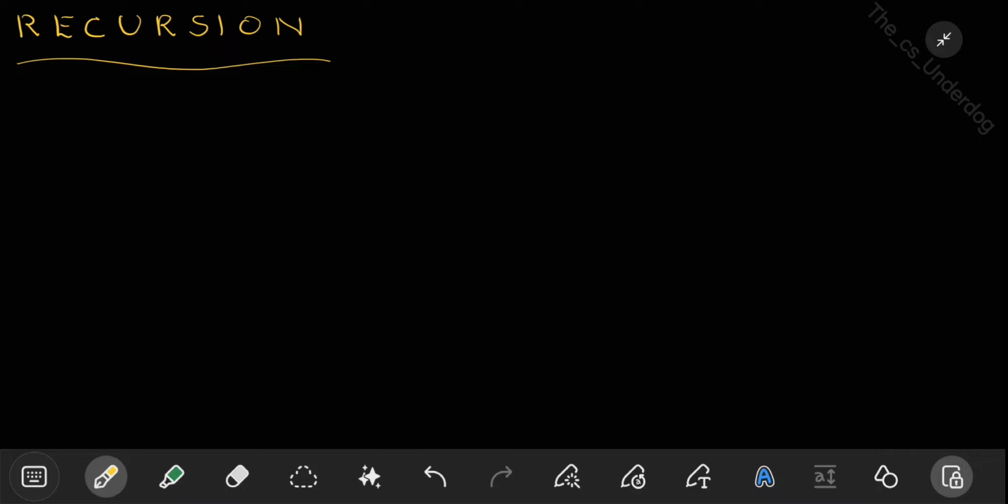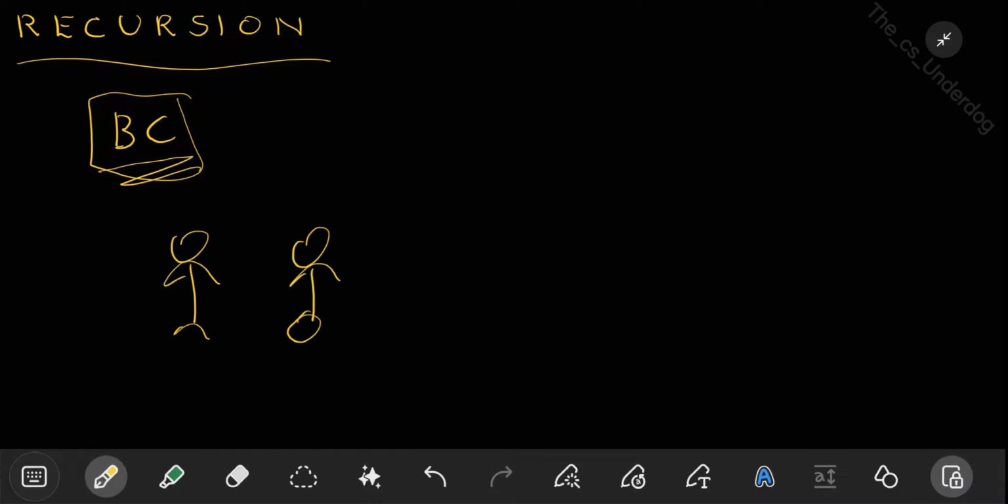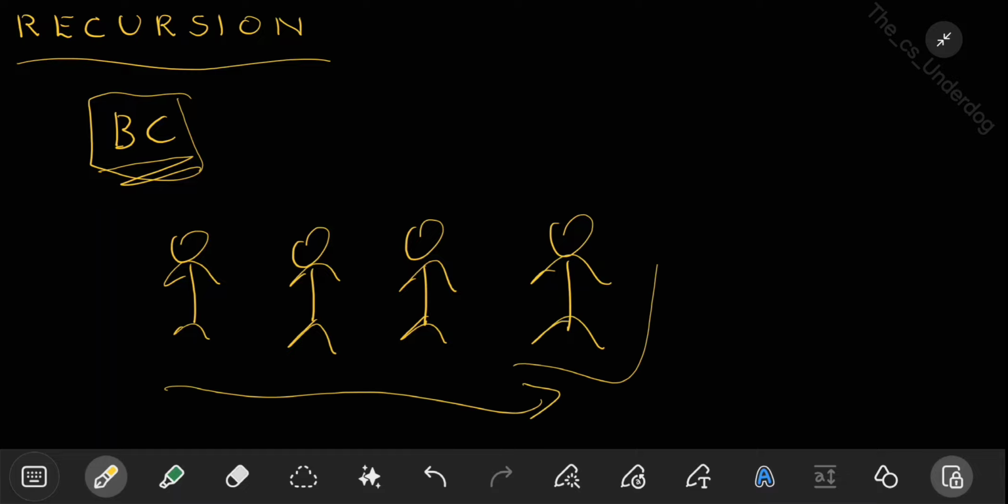First component, the key component, is the base case. What is a base case? This is the condition under which the recursion stops. So when you were asking this backwards, there were many people, and where did it stop? It stopped when there was one person who could directly eliminate one option. So this was the base condition that was hit.